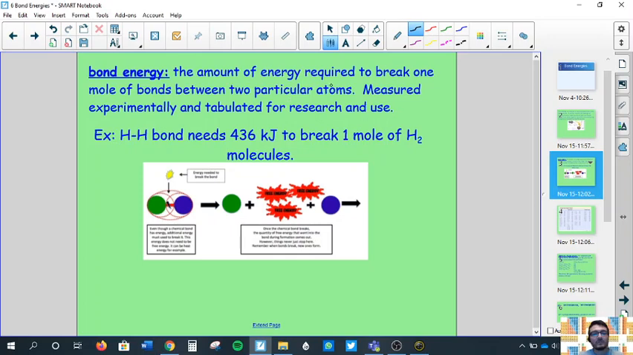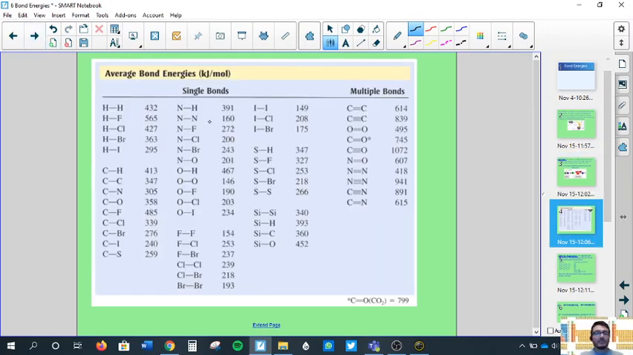An example of how you might read a bond energy value is here. To break a hydrogen-hydrogen bond, you need 436 kilojoules per mole. And that table is here. It's an extensive table straight from your textbook. You can see that it takes two things into consideration. It is between different types of atoms: hydrogen-hydrogen, hydrogen-fluorine, carbon-carbon, carbon-hydrogen.